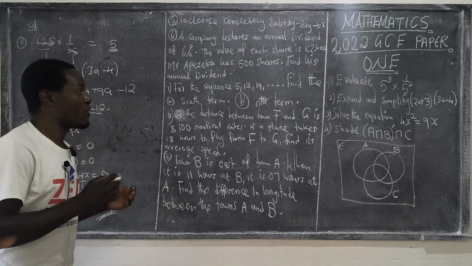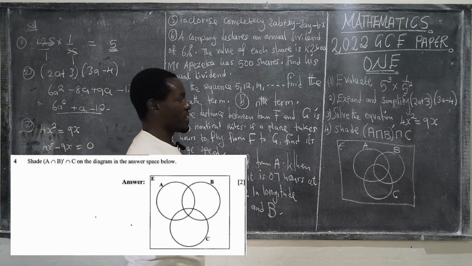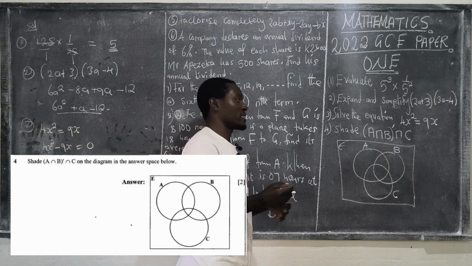We move on to question 4. Shade (A intersection B complement), then intersection C.